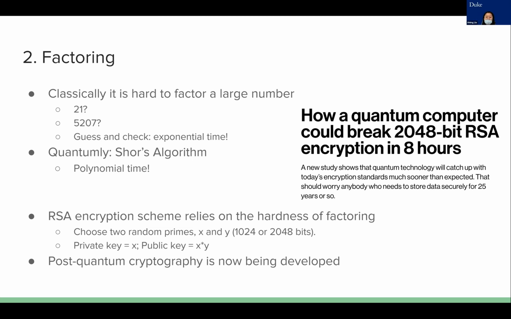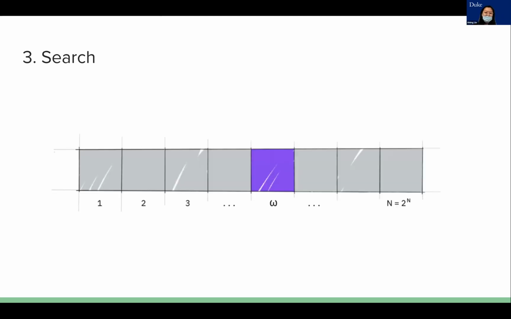You may be wondering, so a quantum computer can break this RSA encryption in 8 hours. And this encryption should be guaranteed to store data securely for 25 years. This sounds really scary since it's so powerful, but at the same time, post-quantum cryptography is also being developed, meaning that some people are developing counter-strategies to quantum attacks. So we don't need to really worry about it.